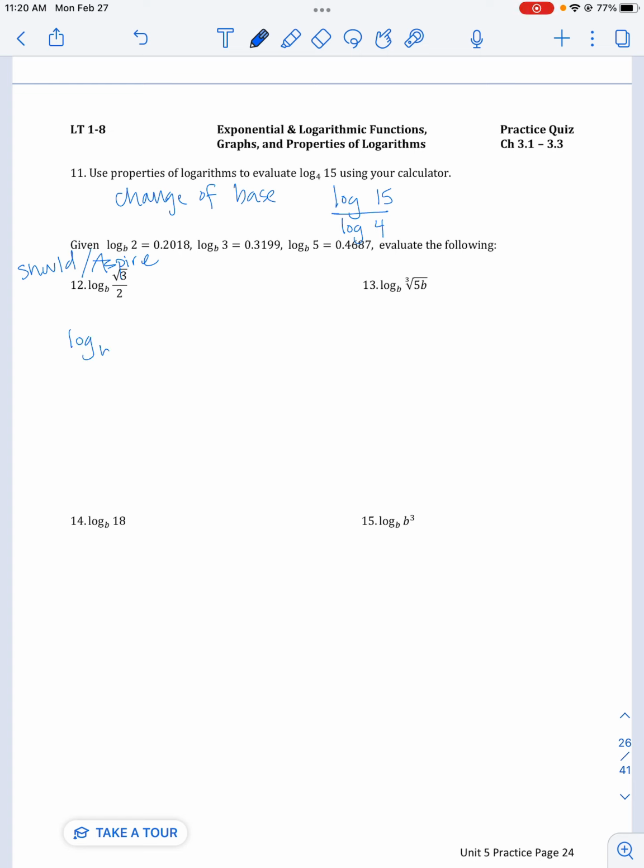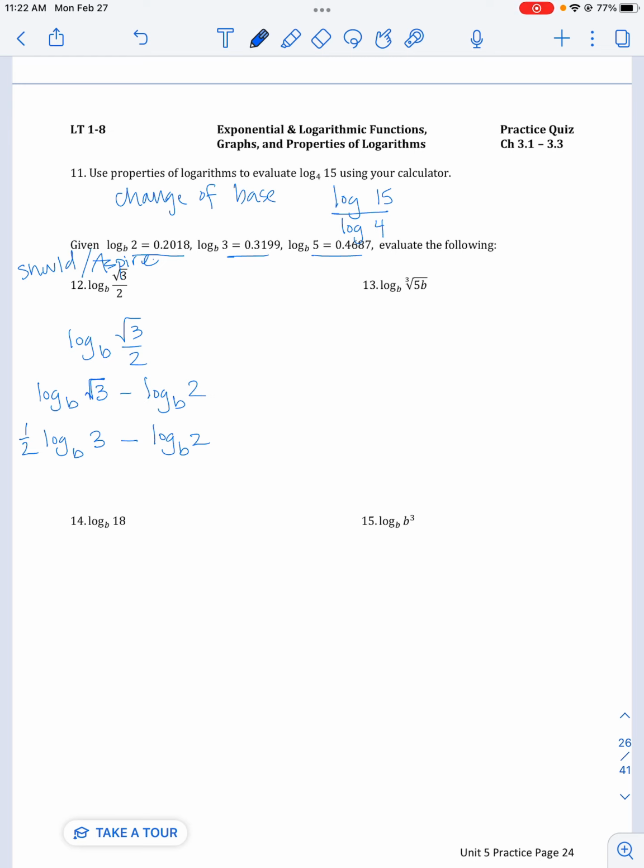I've got log base b of the square root of 3 over 2. I'm going to use the properties of logarithms and the information that I'm given, what log base b of 2, 3, and 5 equal, to evaluate these. Okay, so I'm looking here at log base b of the square root of 3 minus log base b of 2. Well, I know that I have to take this square root symbol and really make it a 1/2. So that's 1/2 log base b of 3 minus log base b of 2, because I have to reference the information that I'm given up here in the beginning of the problem.